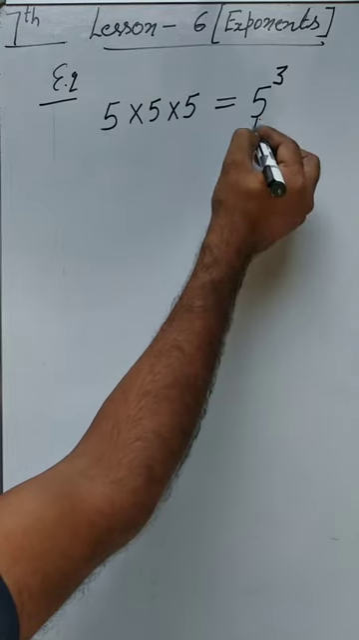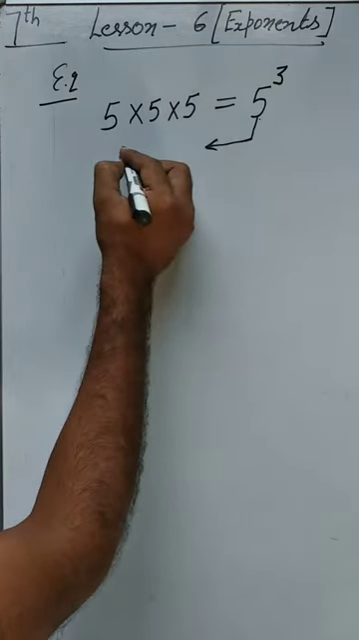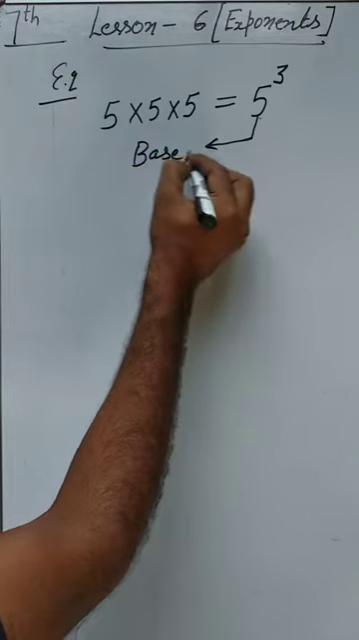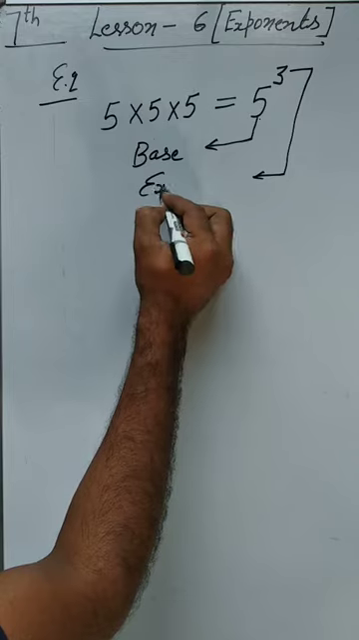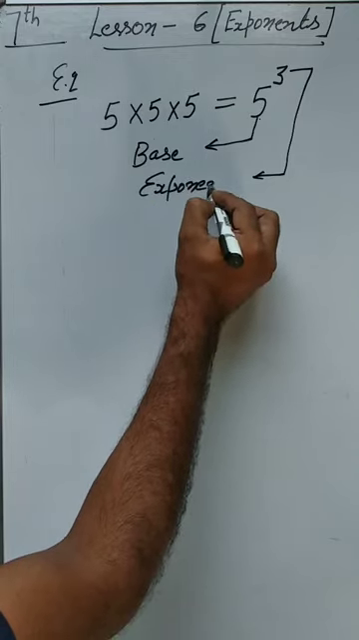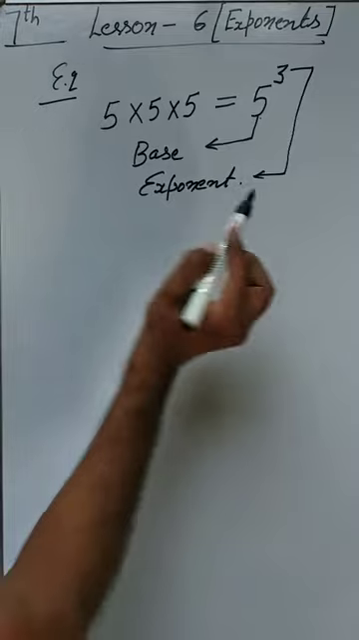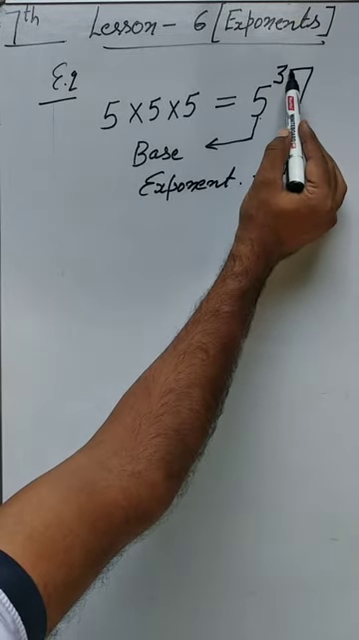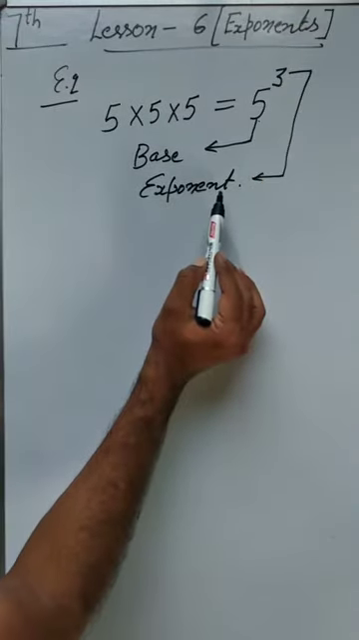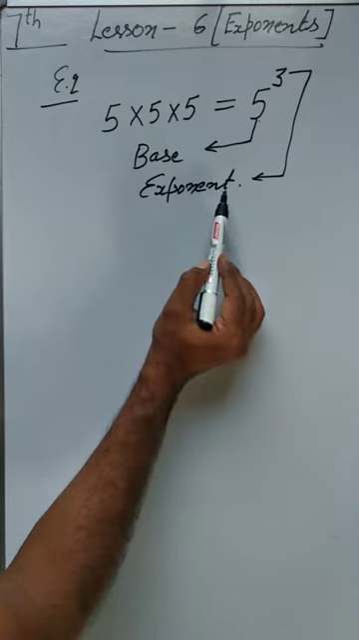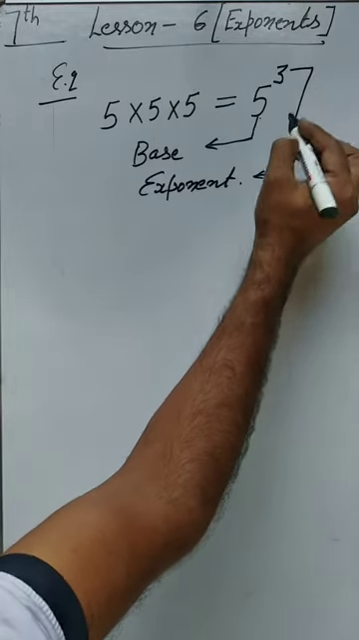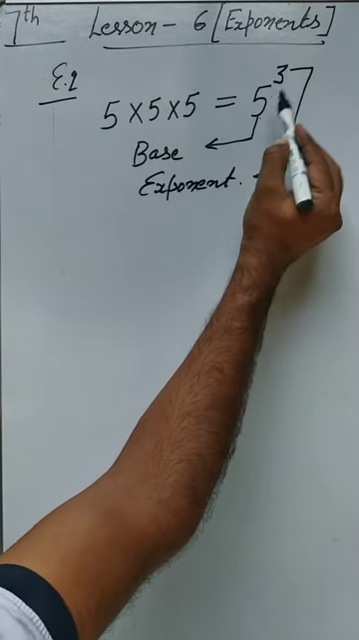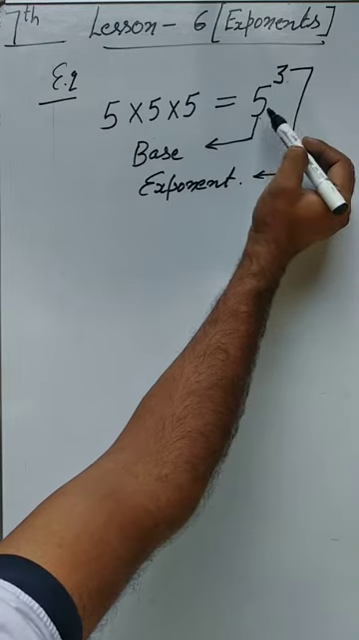Here, beta, 5 is called the base, and 3 is called, beta, the exponent. Exponent means the power. The power is known as the exponent here. Understood? Got it? We read it as 5 raised to the power 3.